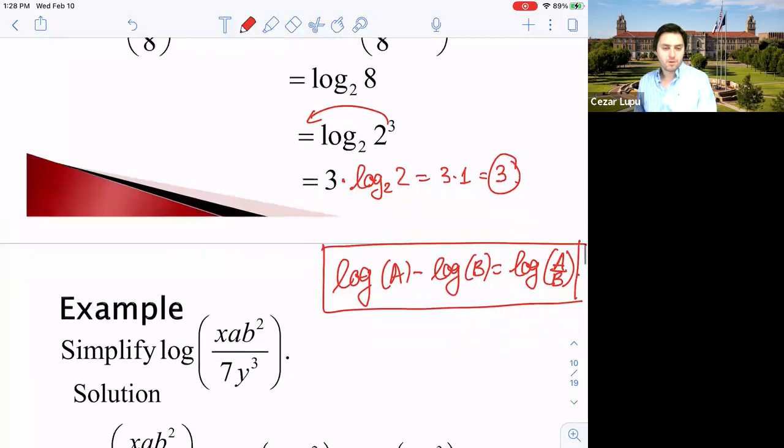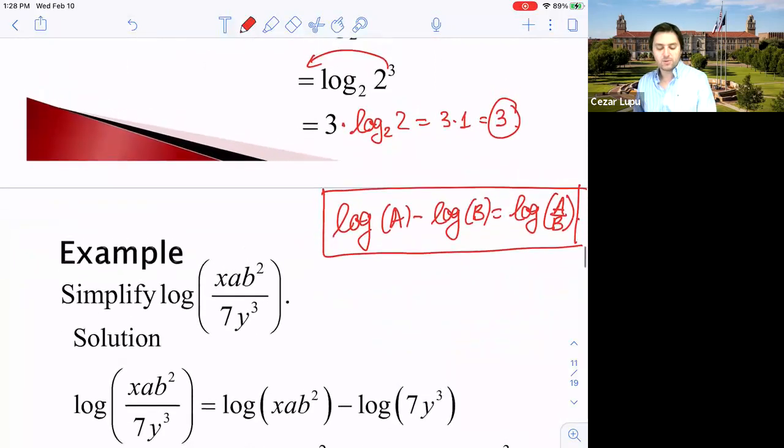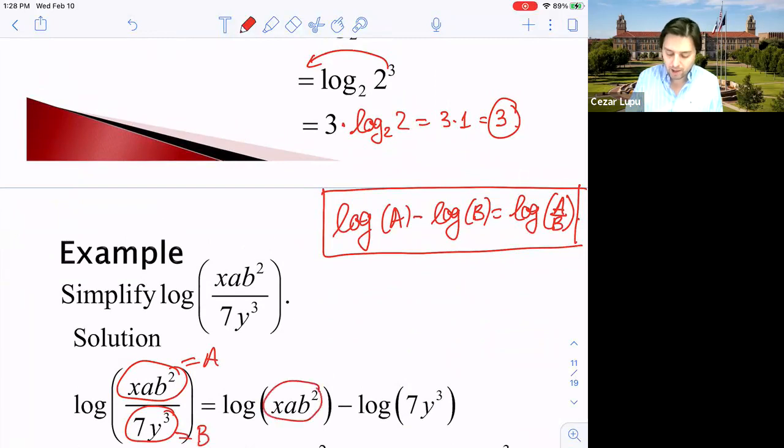Okay, so let's do that. As you can see, we'll do this. So the quantity, let's just say that this is the quantity capital A. This is the quantity capital B. So this will be capital A. This will be capital B. So we will have that log of that ratio will be log of x a b squared minus log of 7y cubed.